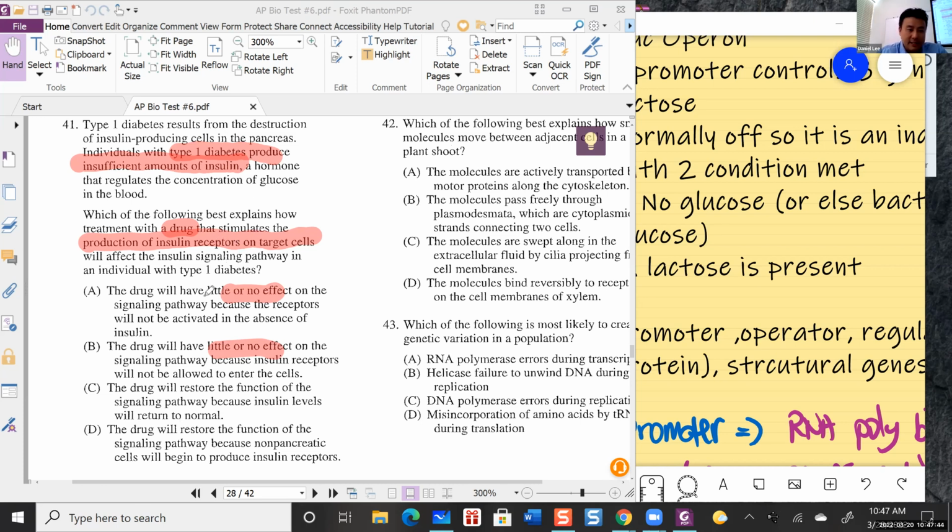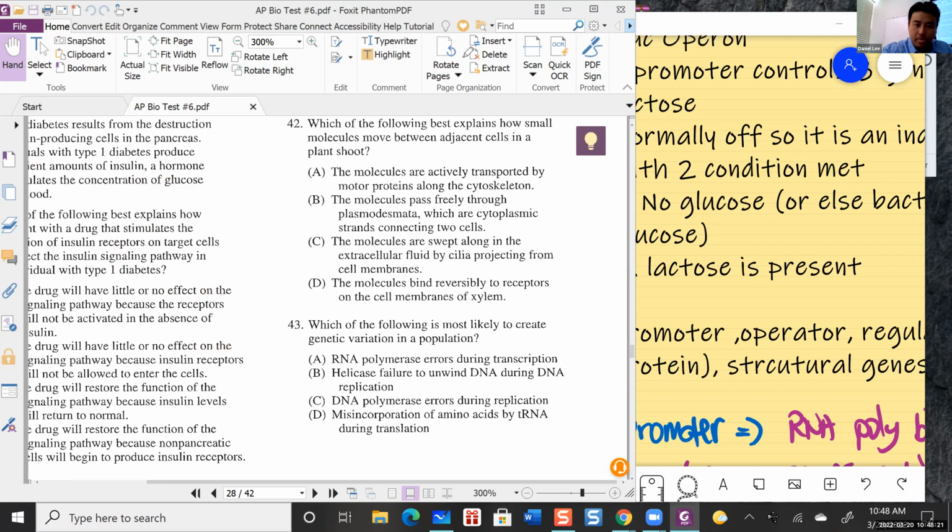All right, so it's A or B. So you've got to figure out which one is the best answer. The drug has little or no effect, right? A says, because receptors will not be activated in the absence of insulin. B says, because insulin receptors will not be allowed to enter the cell. What the heck? So which one looks like the answer? Yeah. So 41 should be A, right? The receptor will not be activated. There is no insulin. There's no point of having the receptor in the first place. So stimulating the production of the receptor is useless. The drug is a scam. All right, let's go to 42.